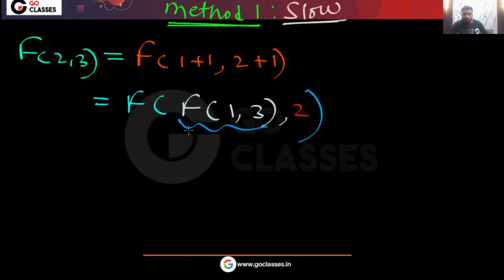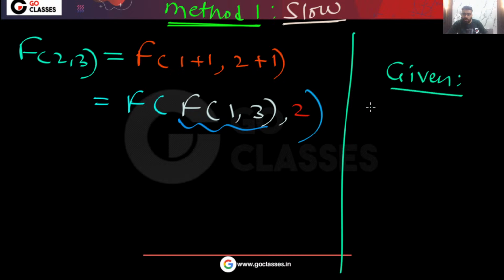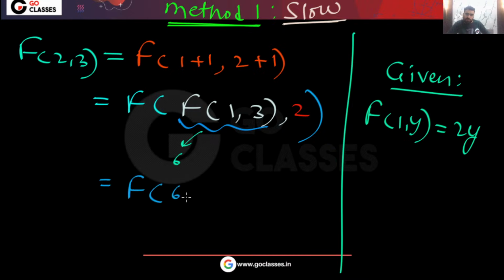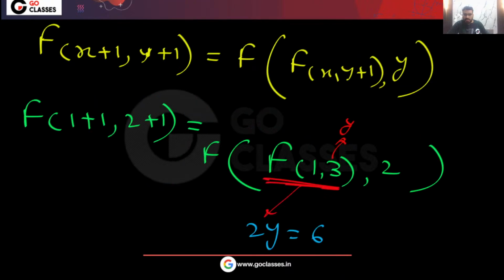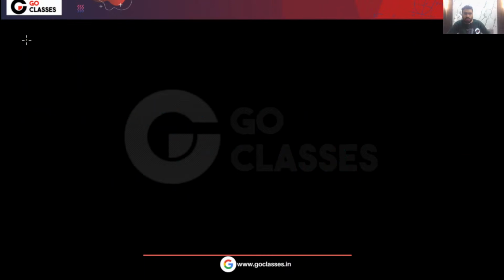So very simple point. What is f(1,3)? This is already given to you: f(1,y) is 2y. So this value is going to be 6. So finally, what did we get? We got f(6,2). Now we have to find what is f(6,2), right? Is this clear? So let's find out what f(6,2) is.